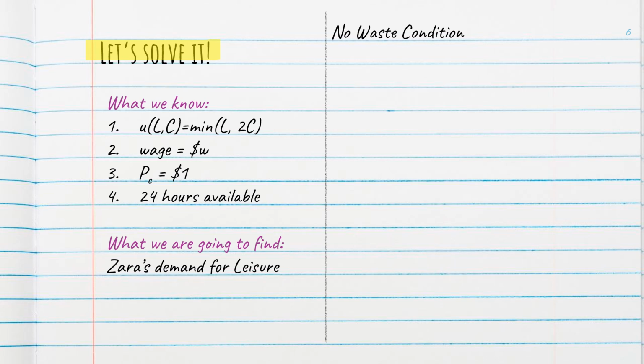So to set this question up, the first thing we need is the no waste condition. The no waste condition is that the two arguments inside the parenthetical of the utility function have to equal each other. So we have that L is equal to 2C. We'll call that equation 1. The second condition that has to hold at our utility maximizing choice, which is sort of the background of this demand for leisure curve, is that we have to be on the budget constraint. Her budget constraint has the following form: C is equal to the wage times 24 minus L. We'll call that equation 2.